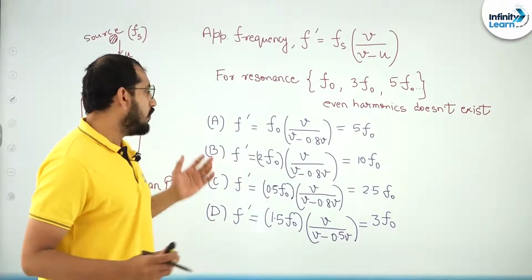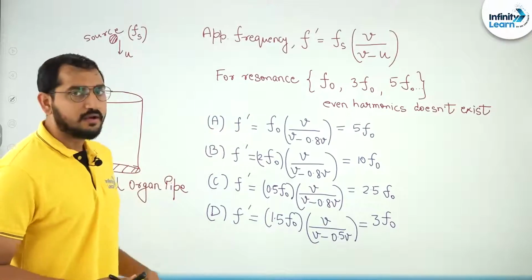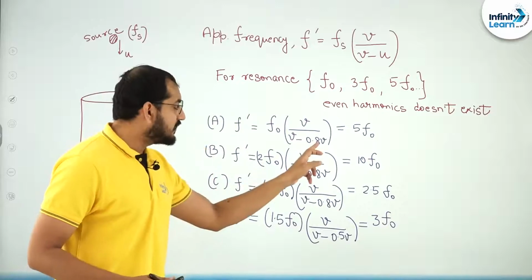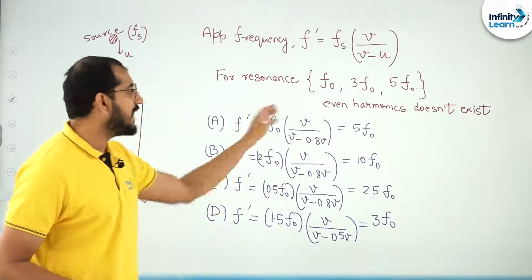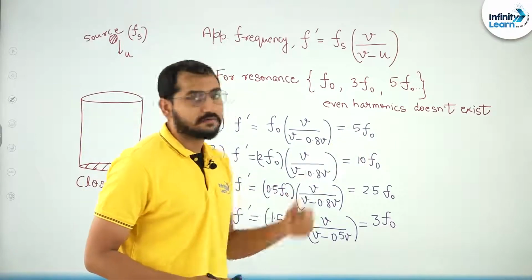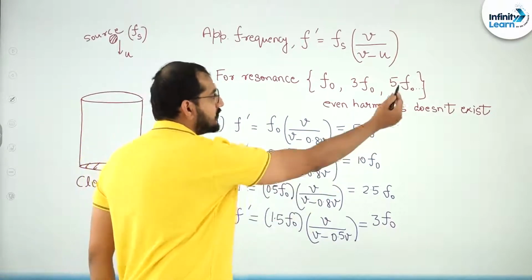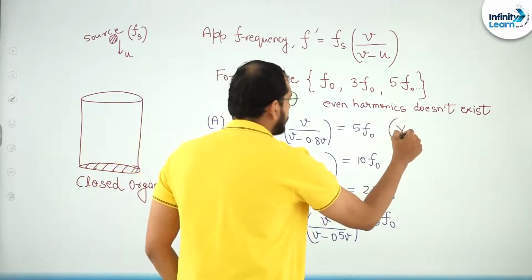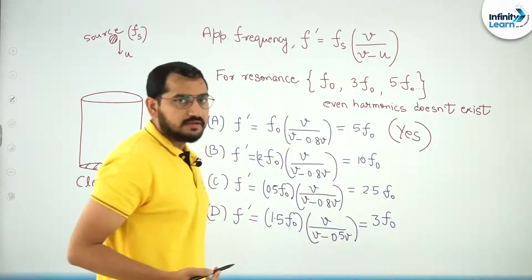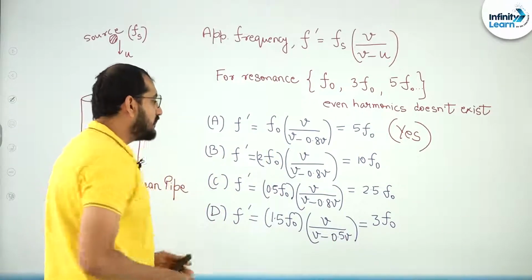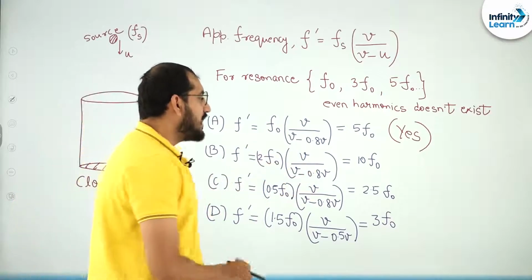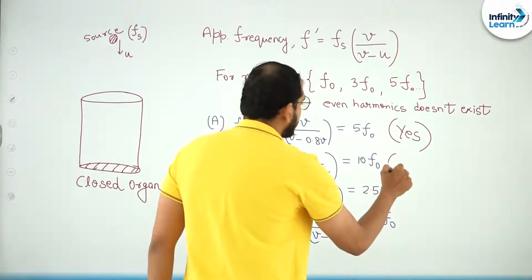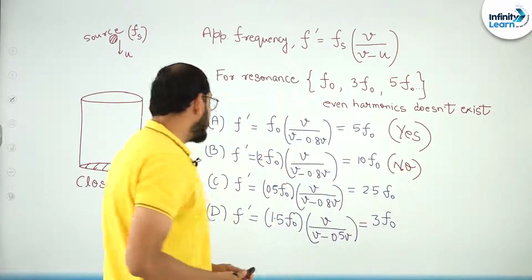Now what we have to do is go option by option. For option A, if I take the source frequency as f naught and the speed of source as 0.8 v, and calculate, I get the value 5 f naught. This 5 f naught matches with the fifth harmonic, so yes, for 5 f naught the resonance will be achieved. Similarly for option B, if I put 2 f naught and 0.8 v, I get 10 f naught, which is obviously an even number, so this does not exist, so no resonance will be achieved in this scenario.